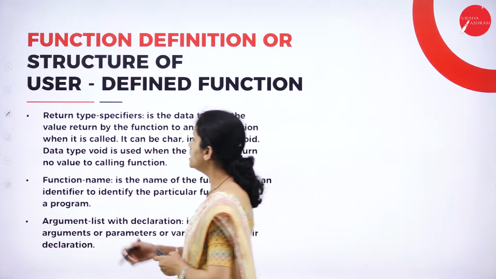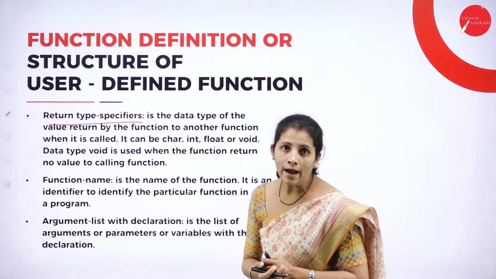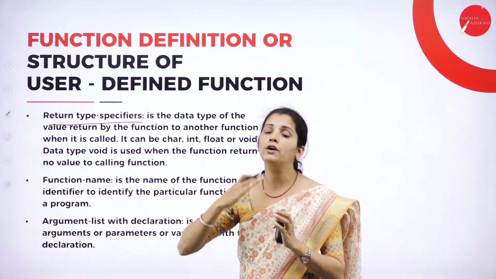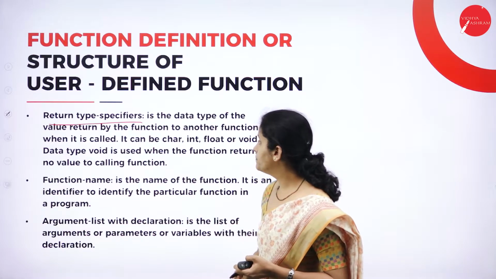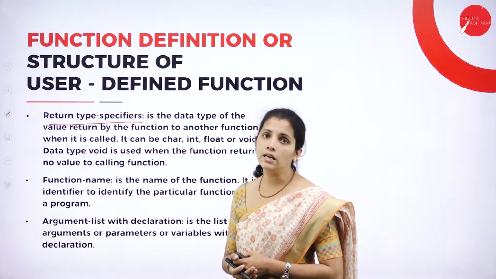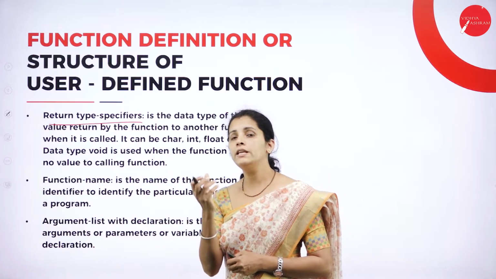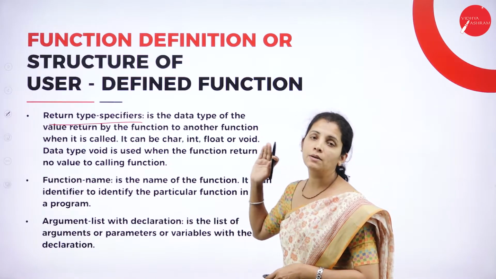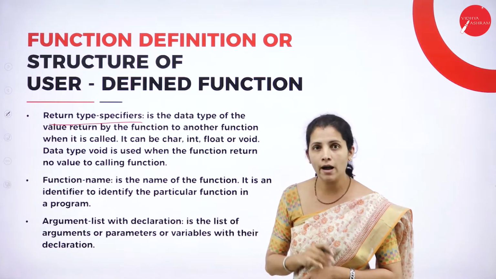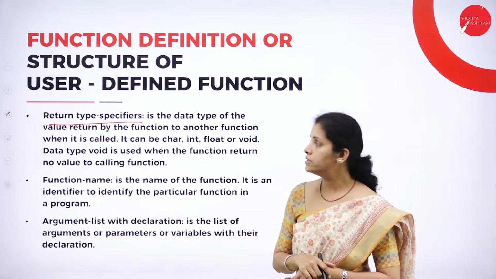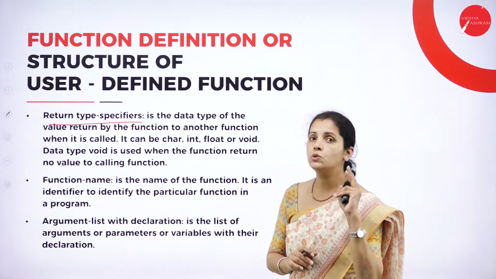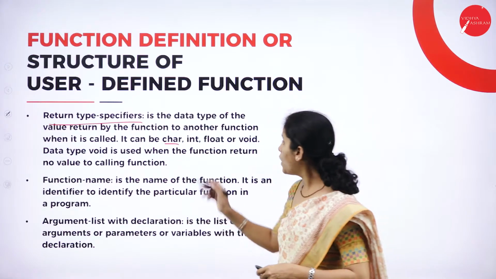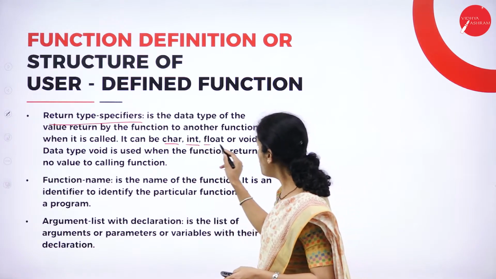So here the return type specifies the returning value. That means what kind of value you're going to return to the calling function. And there are certain times the return type may be void. So what's the meaning of void here? It indicates that the particular function does not return any value to the calling function. If the function returns a value, then the value may be in the form of character, or integer, or float.